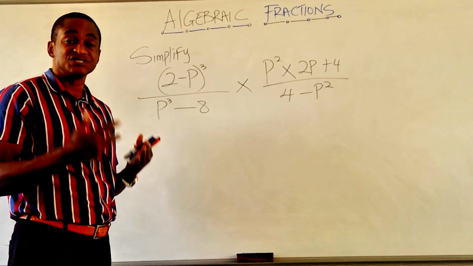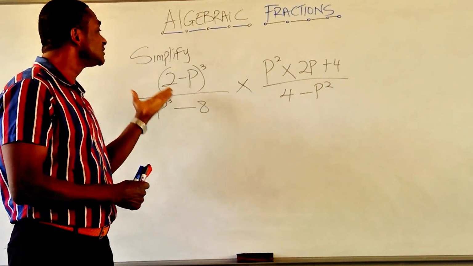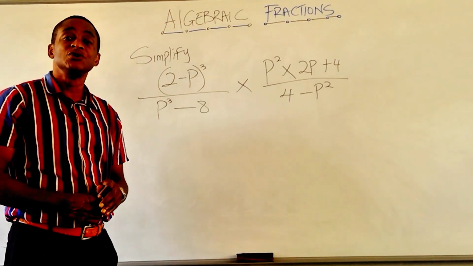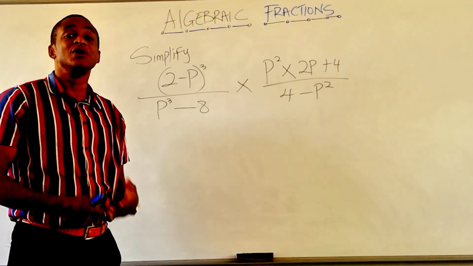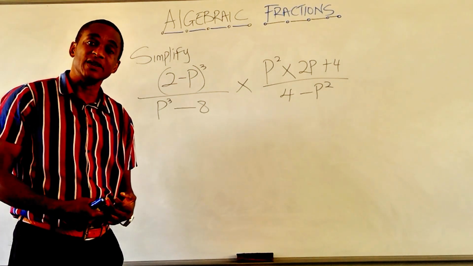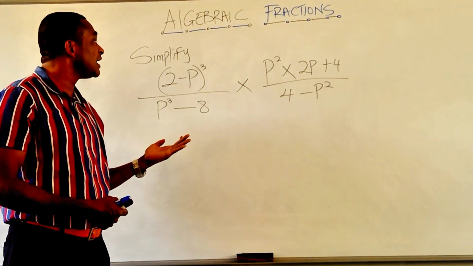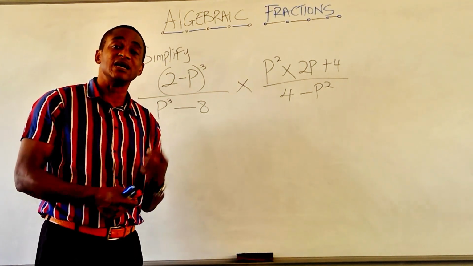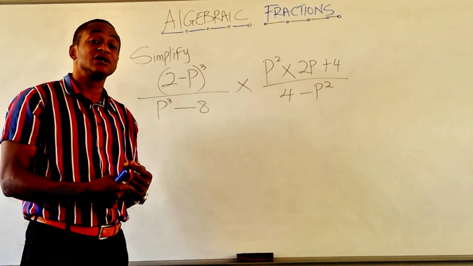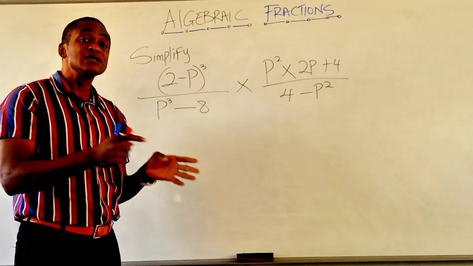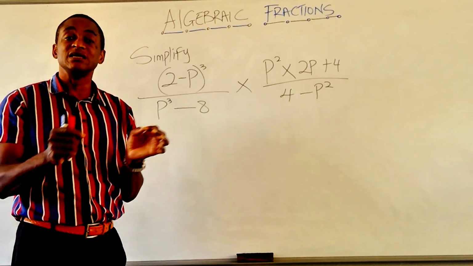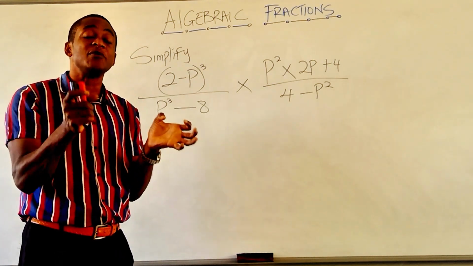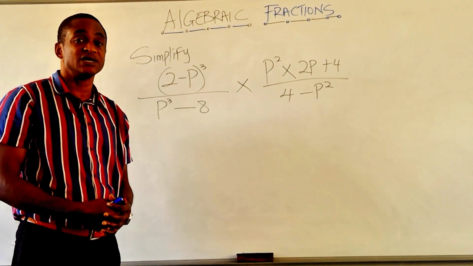Remember, the idea is to simplify. So when you start multiplying numerator to numerator, denominator to denominator, you are not simplifying. You are actually making it more complex. The idea behind algebraic expressions is to simplify, make it easier, and cancel out when you can. But note, when expressions are separated by a plus or a minus, you cannot cancel out separately. They form a unit and must be treated as a unit.